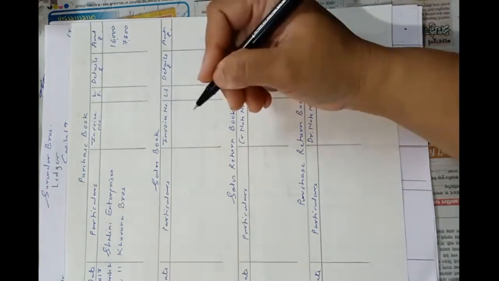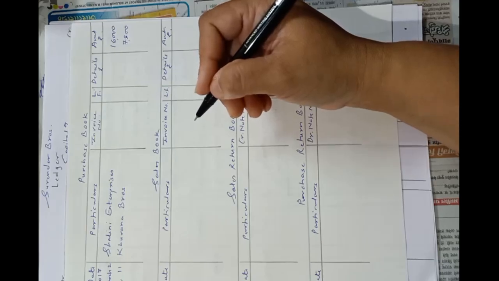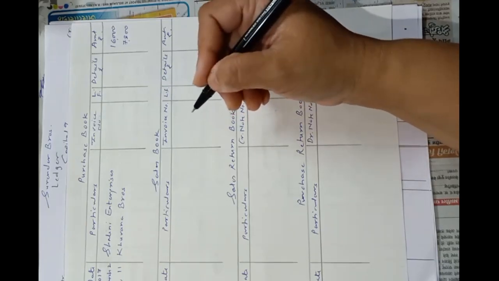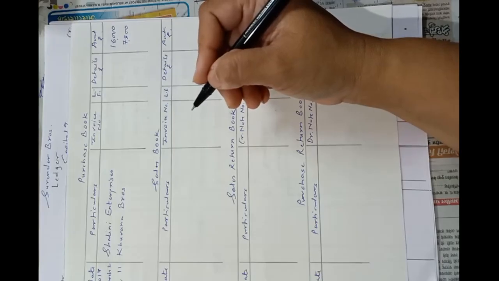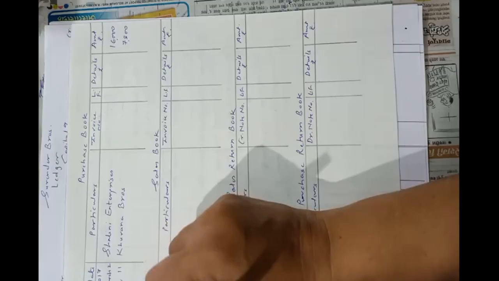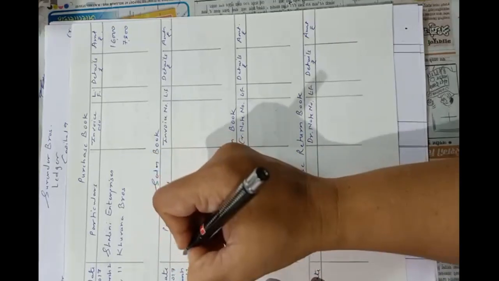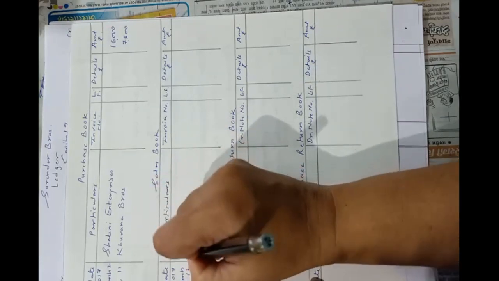Okay, next entry, now entry of 12th March. Sold goods to Sahil and Company worth rupees 13,200 and received a check of rupees 10,000 which was deposited into bank. So we will enter the entry of 13,200 in sales book first on 12th March. March 12th, Sahil and Company.